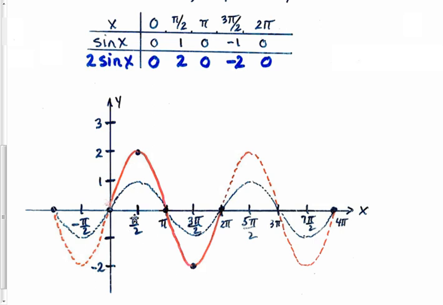And by the way, this distance from the x-axis to the top of the hump, or top of the amplitude, that distance is called the amplitude. So in the regular y equals sine of x, the amplitude is 1. And see, the distance from here to here is also 1.